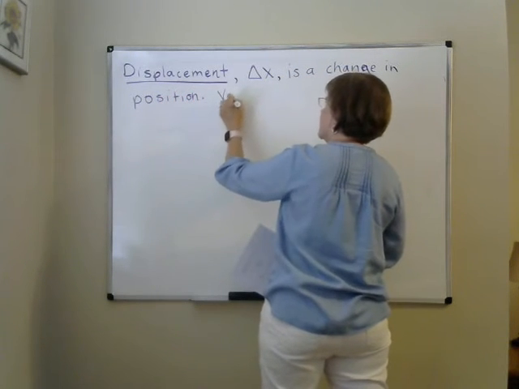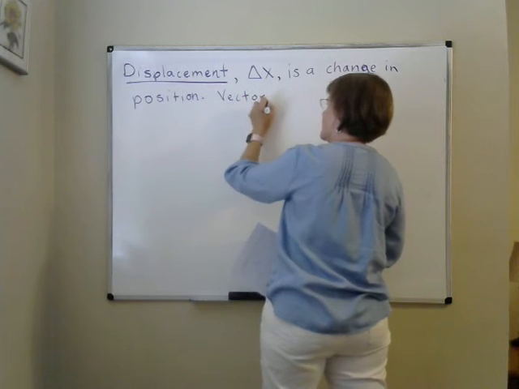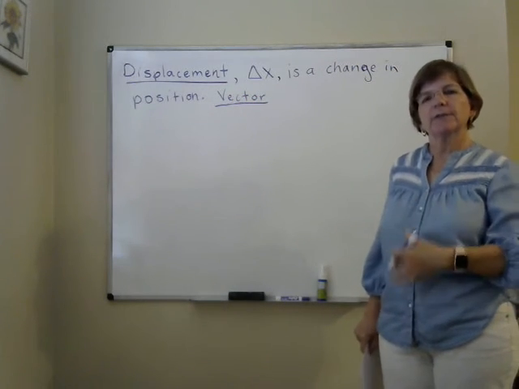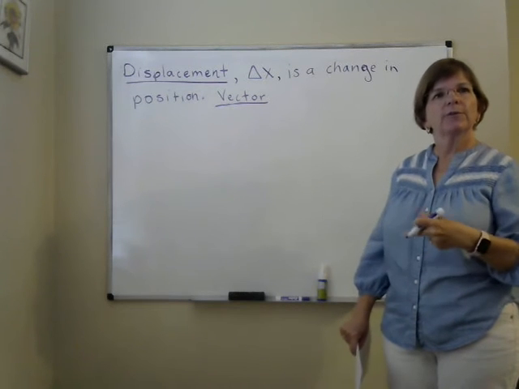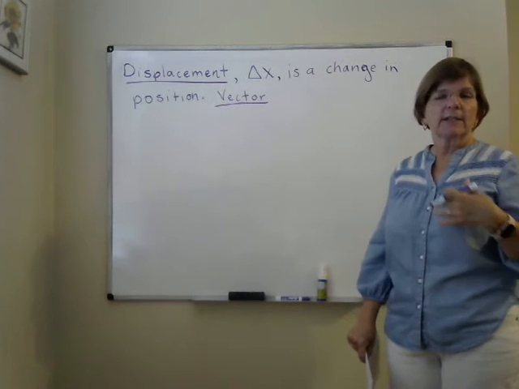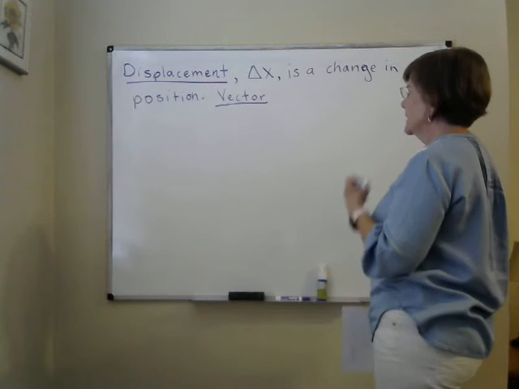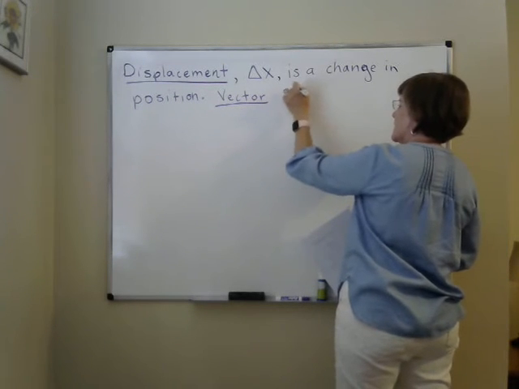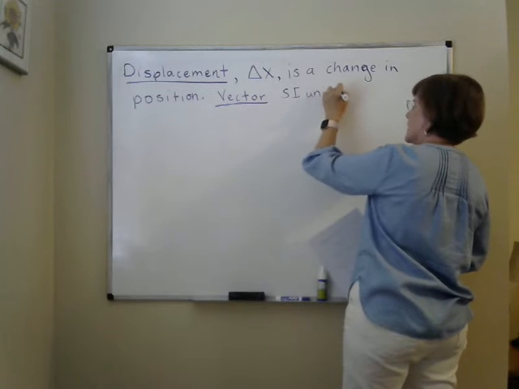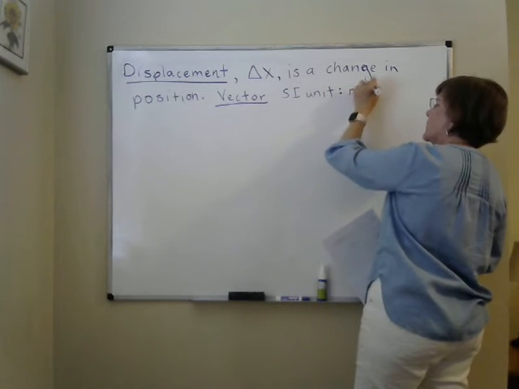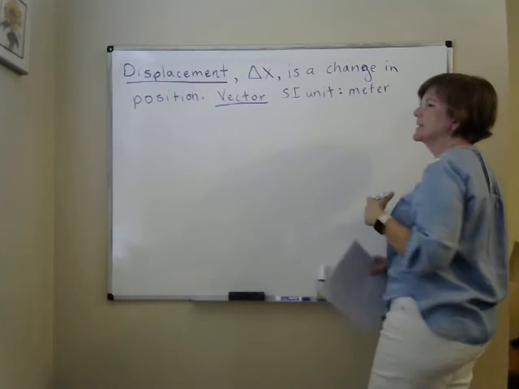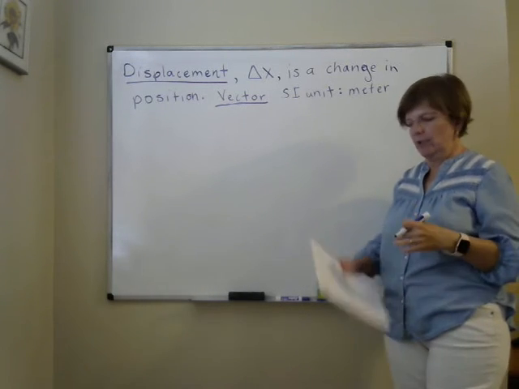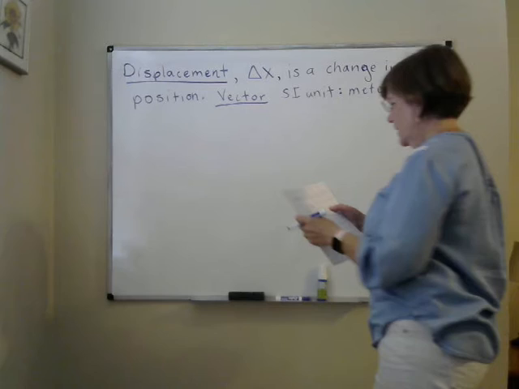It is a vector, so the change in position also has a direction. He moved 15 meters to the north. He moved 3 meters left. You have to keep in mind that it is a vector. It does have an SI unit. That is also the meter. It makes sense that if we measure position in meters, we would also measure change in position in meters.